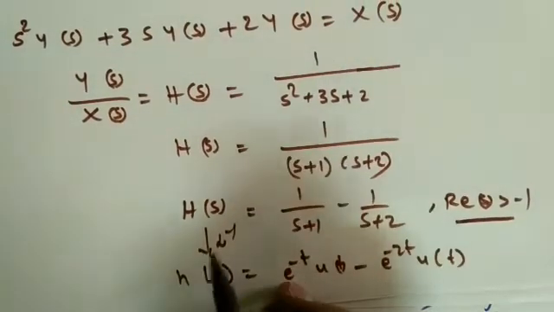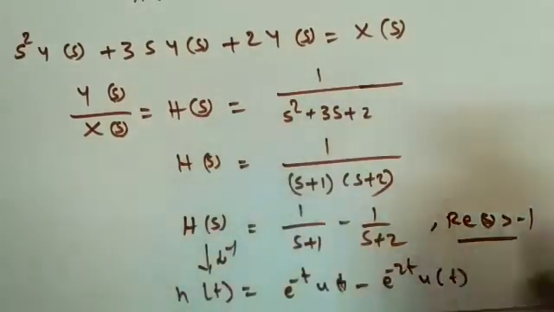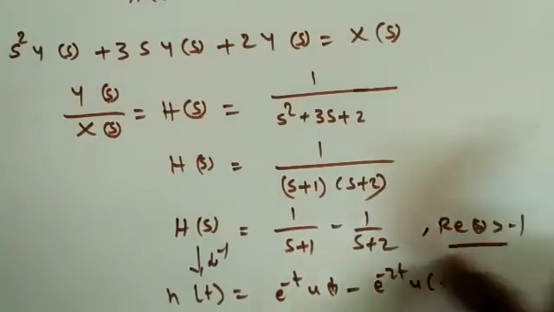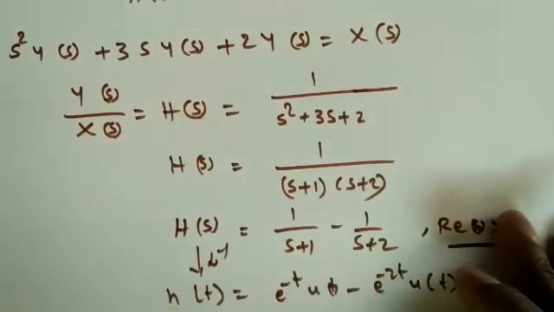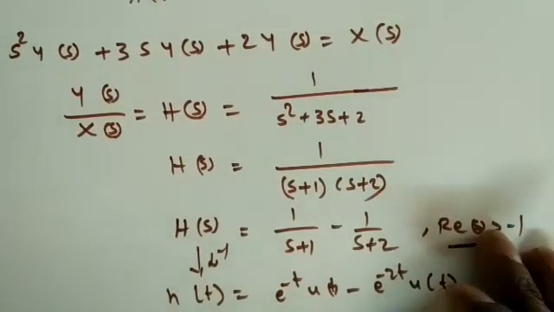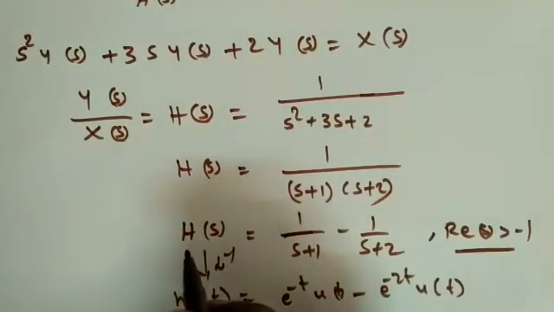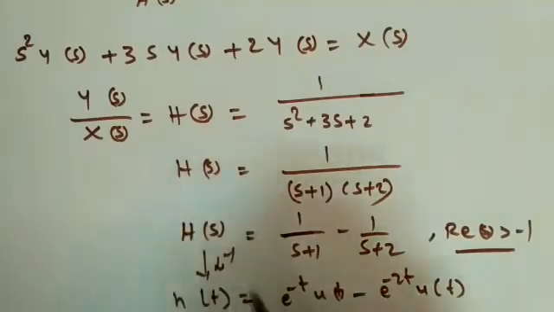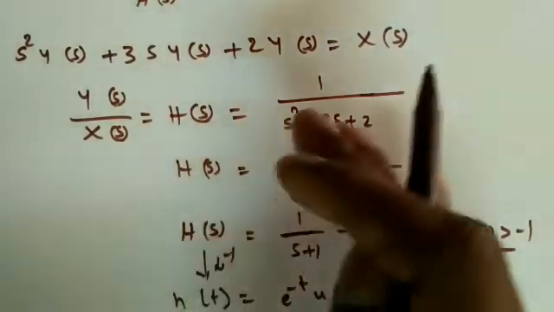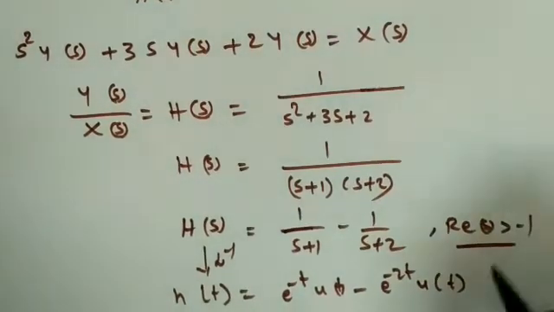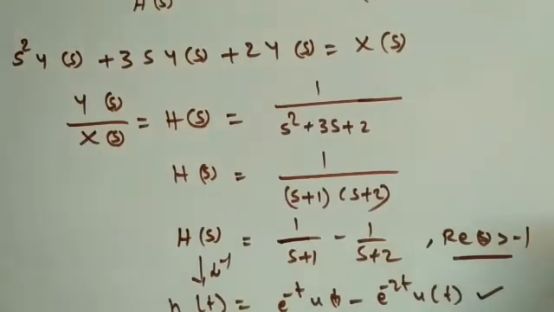Because it's unilateral, if they ask unilateral, real of s is greater than minus 1, you will get the same, but the other conditions we may get different values, right? So that is about this one, because the unilateral is applicable for causal systems. It will be 0 to infinity, right? So that is about this problem.